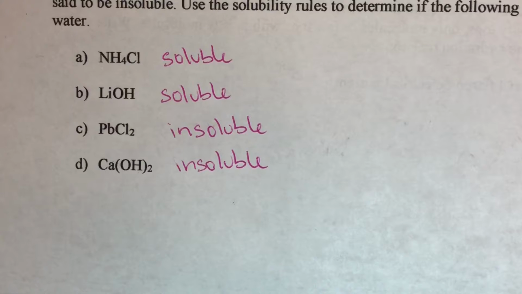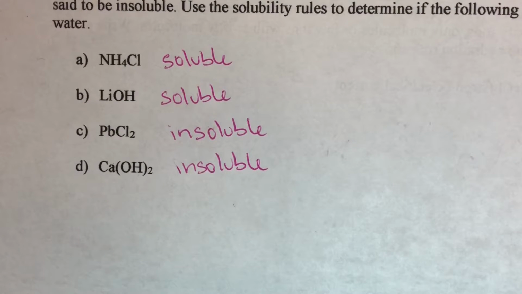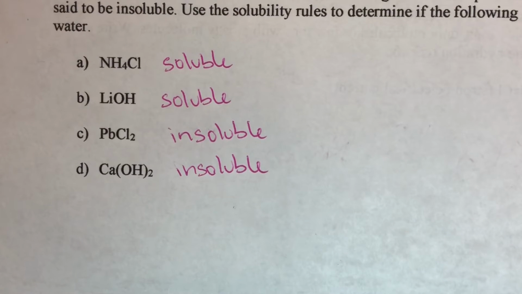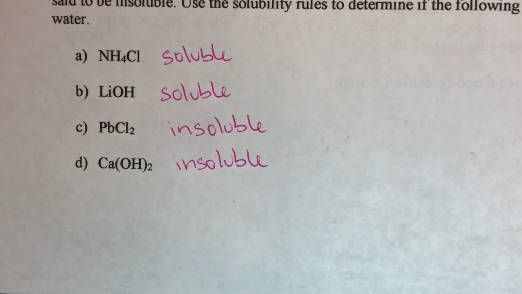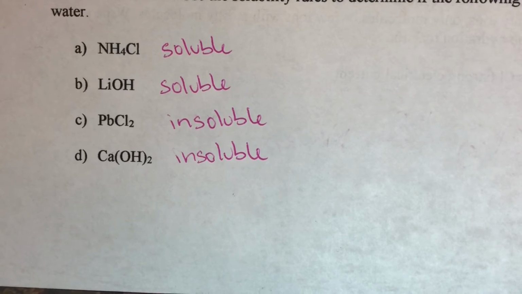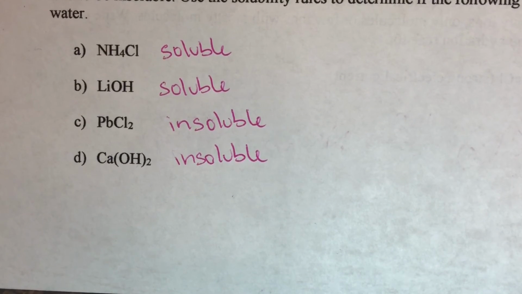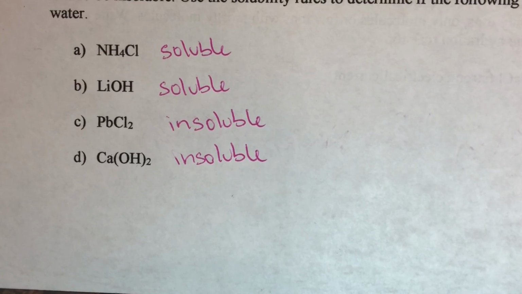So for these, we just go to the solubility rules. Now, ammonium and chloride say that it's soluble together, so they're soluble. Lithium and hydroxide are soluble together. Lead chloride is insoluble. Calcium hydroxide is also insoluble. So when all else fails, check your solubility rules, and they will never fail you.